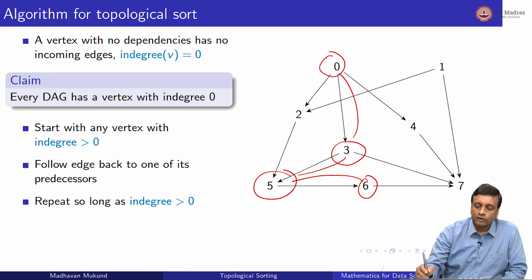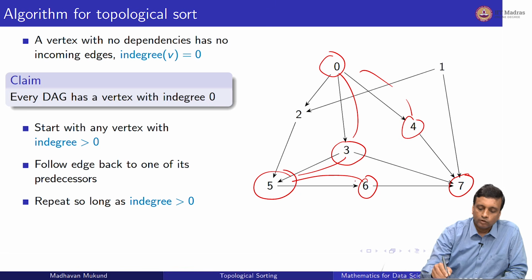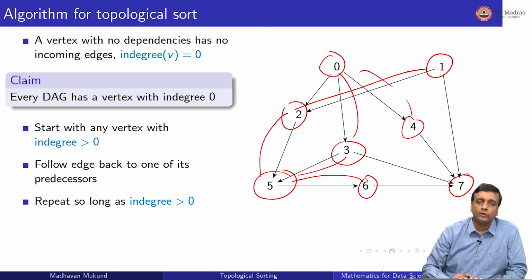If I started at 7, I could follow a different path. For example, I could go from 7 to say 4 and then 0, or from 6 I could have gone from 5 to 2 to 1 and so on. But whichever way I do it, eventually all these paths will have to stop. And why is this the case?